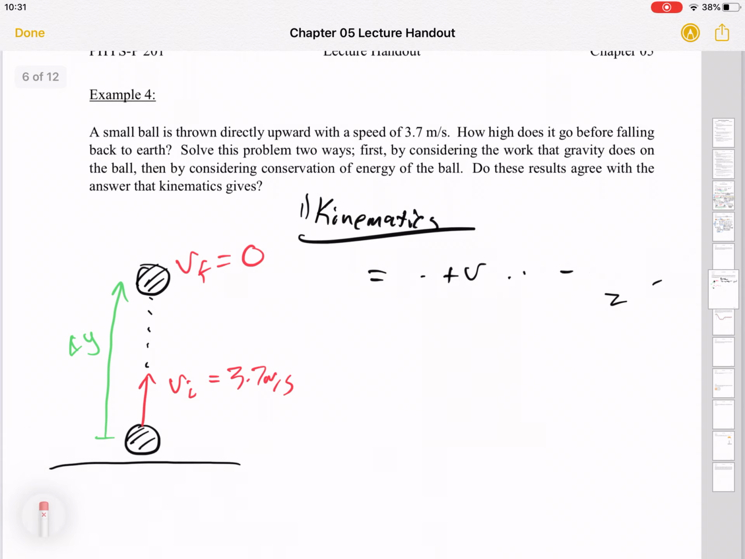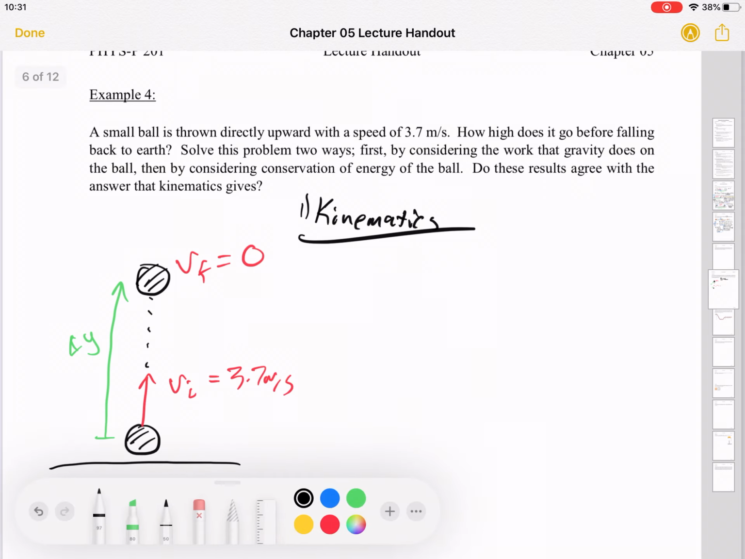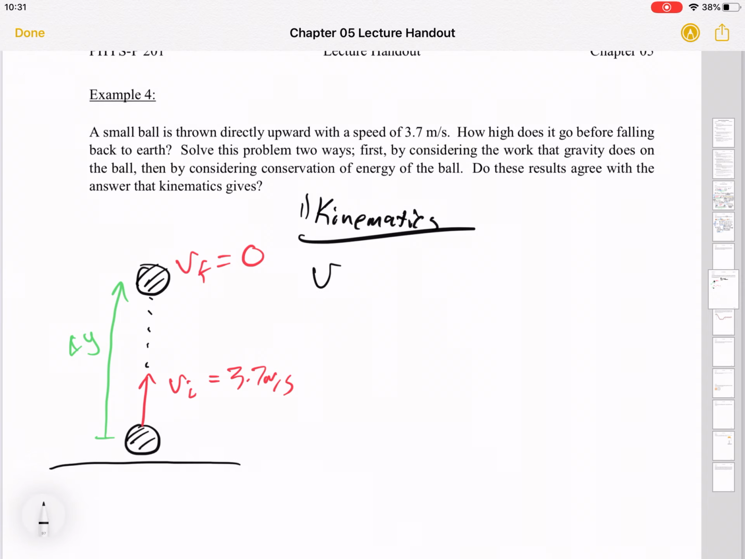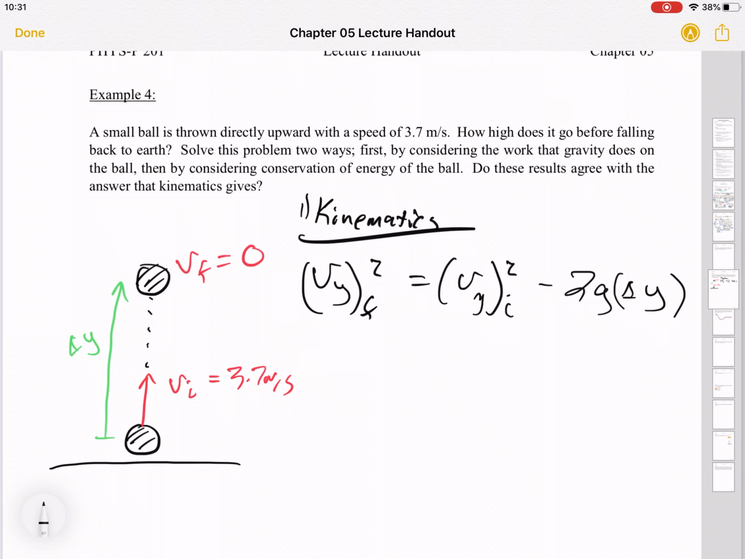So let's consider another equation. Again, I could do that and solve for a delta t and then plug into the v final equals v initial minus gt equation. But there's another equation that's going to be super useful, and that's this: vy final squared equals vy initial squared minus 2g delta y.